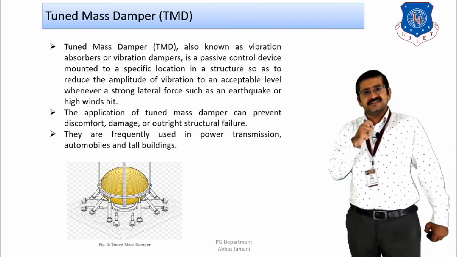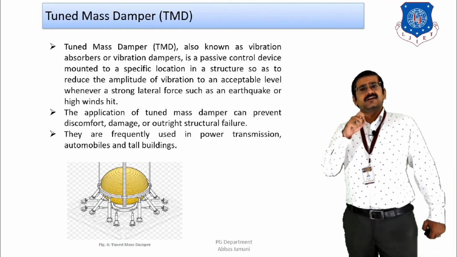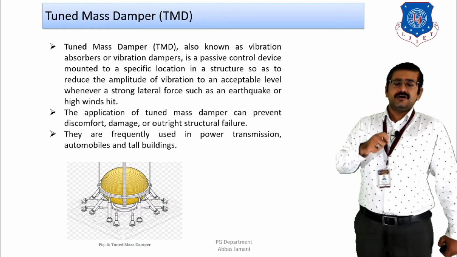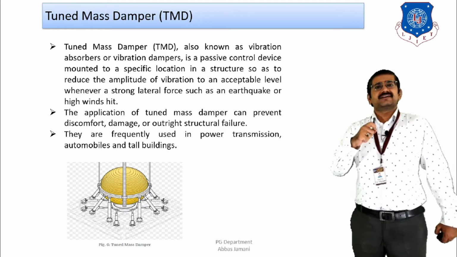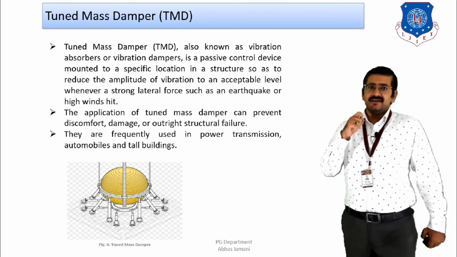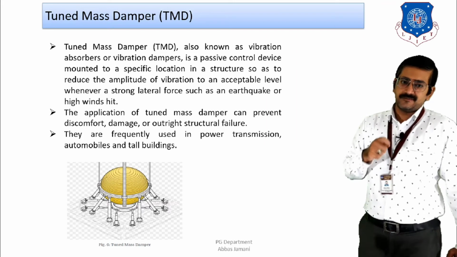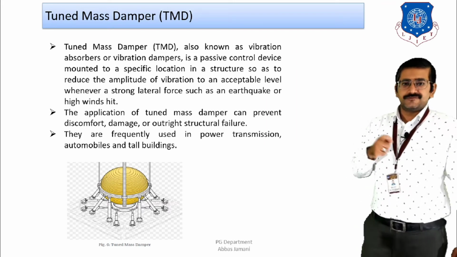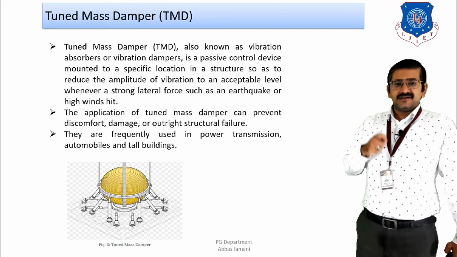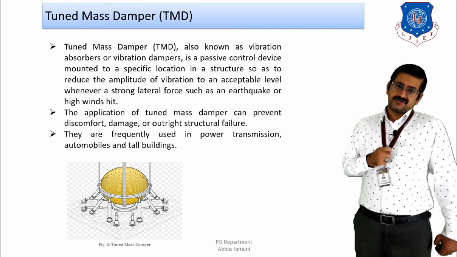And the purpose of these dampers is to enhance the global performance of the building also, right? So it is better to identify the critical location and adjust the location of the dampers accordingly in that critical load path wherever possible, right? The application of tuned mass dampers can prevent discomfort, damage, and outright structural failure also, right?